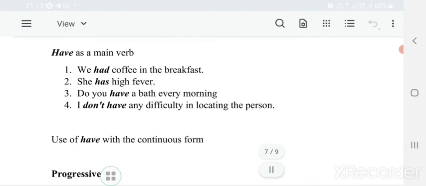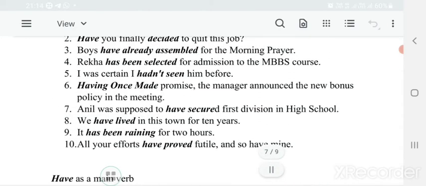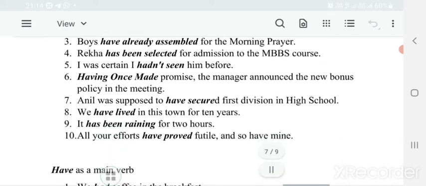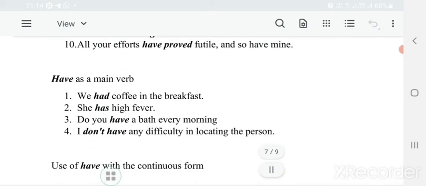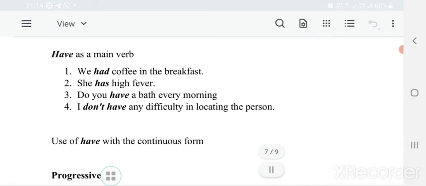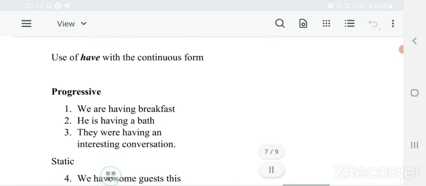Now we will see have as a main verb. It is not necessary that have always comes as an auxiliary, as a helping verb. Sometimes it also occurs as a main verb. So in which kind of sentences? Let us look here. We had coffee in the breakfast. We had coffee. You see there is no other verb in the sentence. There is only one verb, and that is had. So if it is the only verb, then it will act as a main verb. She has high fever. In this sentence again there is no other verb, and so has is the main verb. Do you have a bath every morning? And I don't have any difficulty in locating the person. So these are the examples where have is used as a main verb.